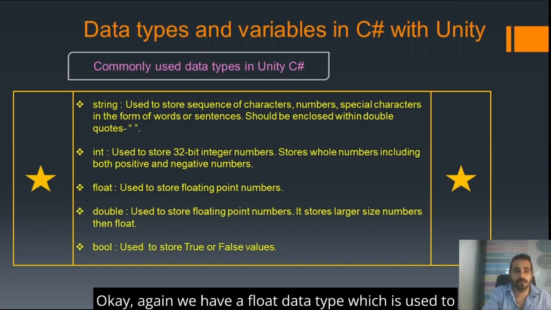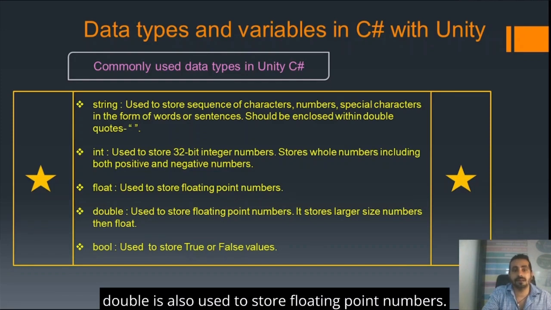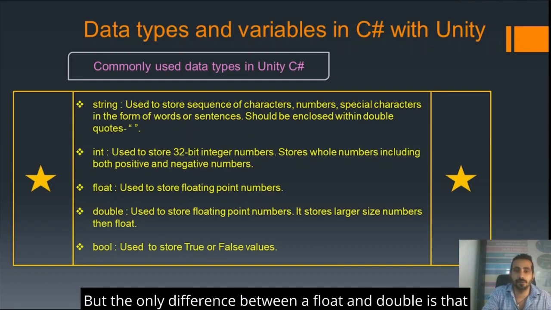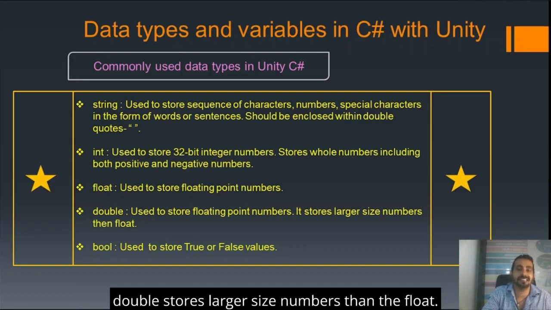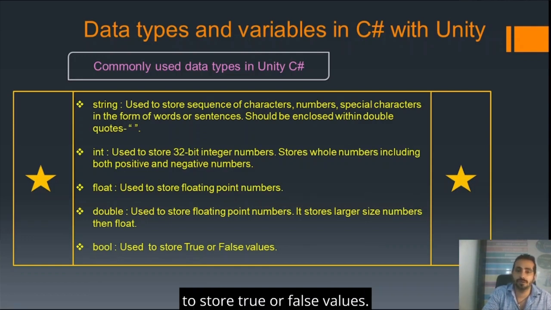Again, we have a float data type, which is used to store floating point numbers. Double is also used to store floating point numbers, but the only difference between a float and double is that double stores larger size numbers than the float. Again, we have a bool data type, which is generally used to store true or false values.